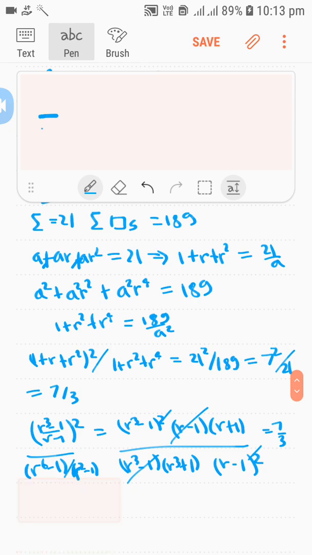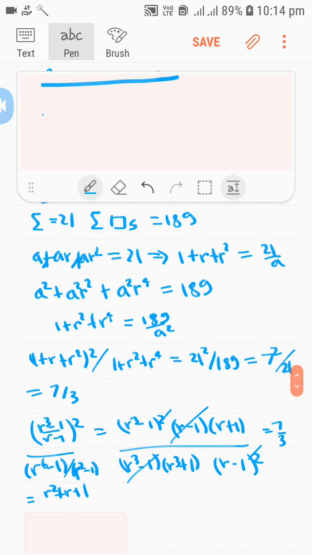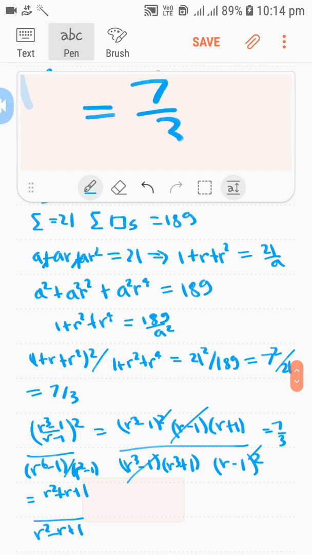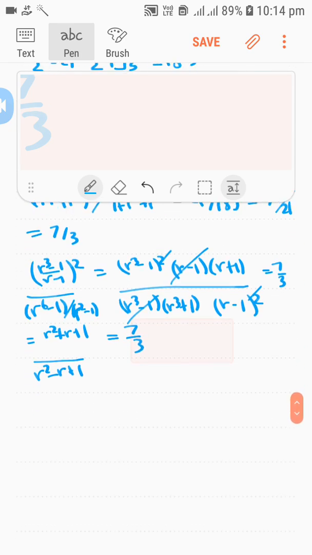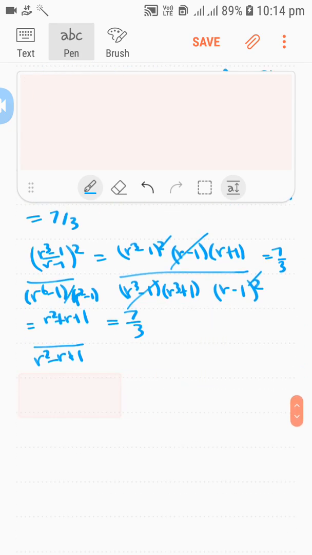So we can write this as r squared plus r plus 1, and similarly r cubed plus 1 can be written as r plus 1 into r squared minus r plus 1. So that r plus 1 and that r plus 1 will just cancel out. So you would have this divided by r squared minus r plus 1, and this would be equal to 7 by 3. That's really nice. I did not expect it to come out like that. Now this is looking easy.